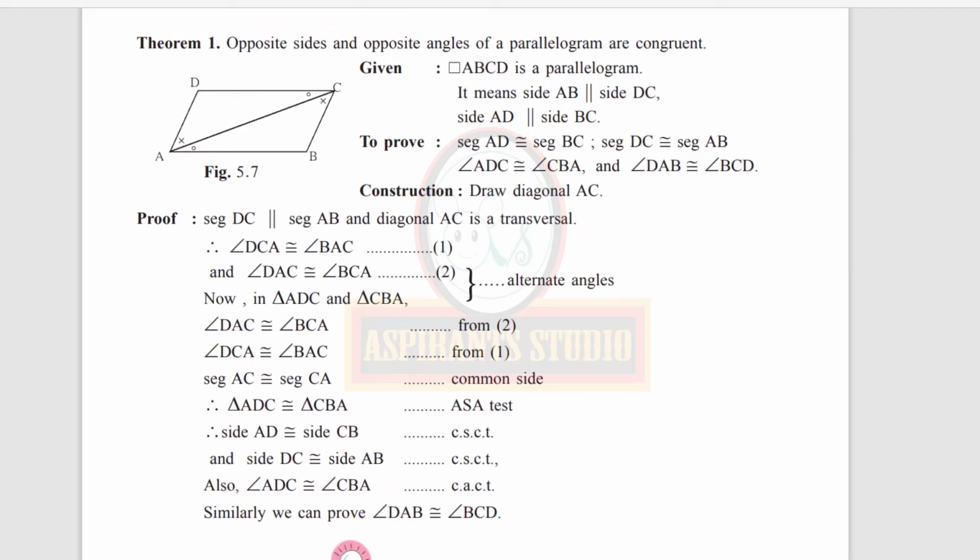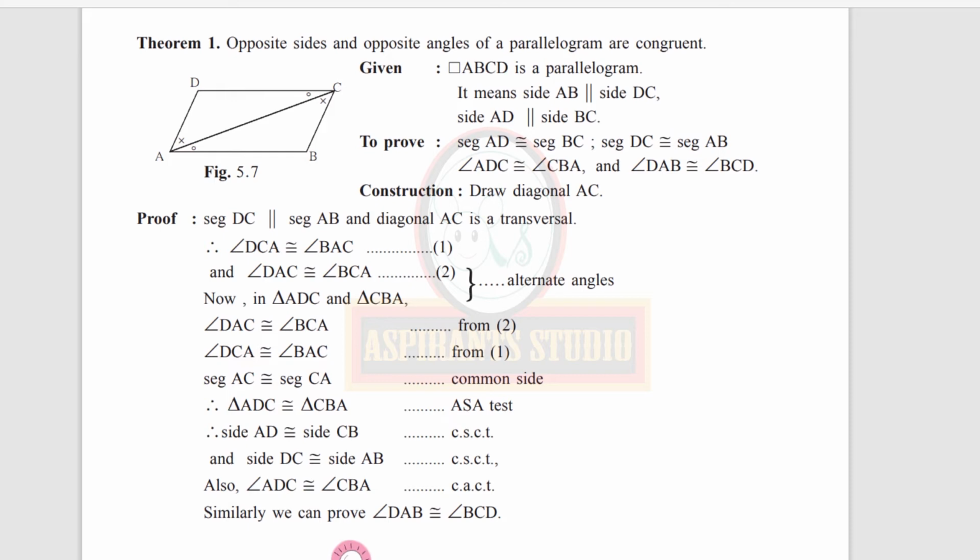Now coming to theorem 1. Opposite sides and opposite angles of a parallelogram are congruent. You are given ABCD is a parallelogram. That means side AB is parallel to side DC, side AD is parallel to side BC.